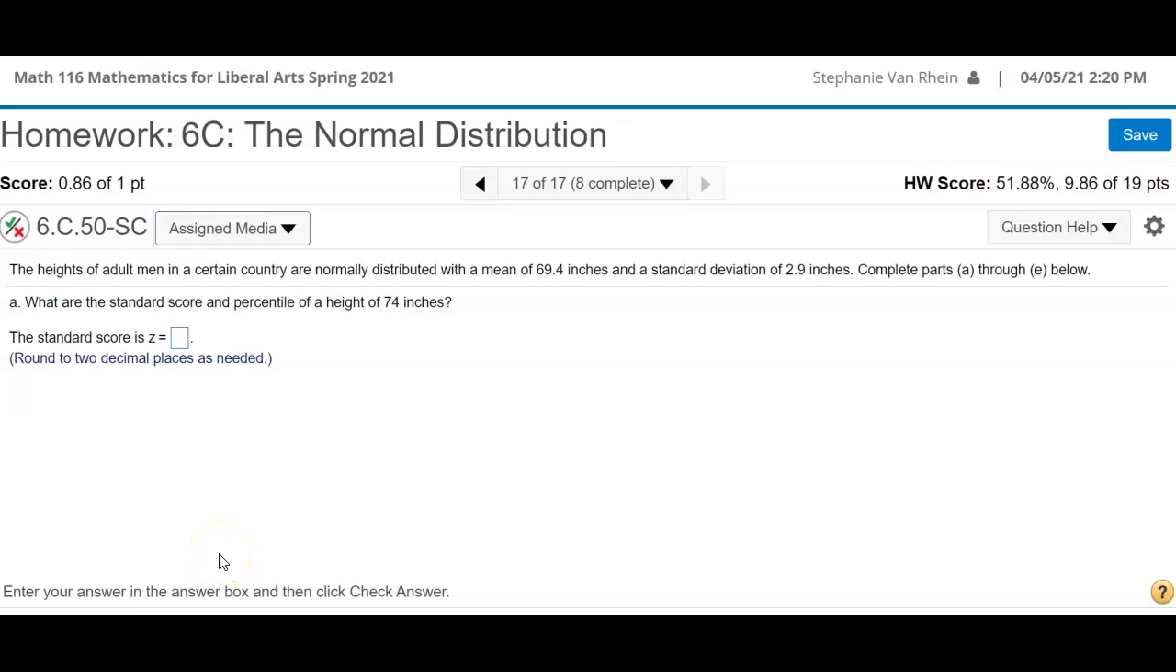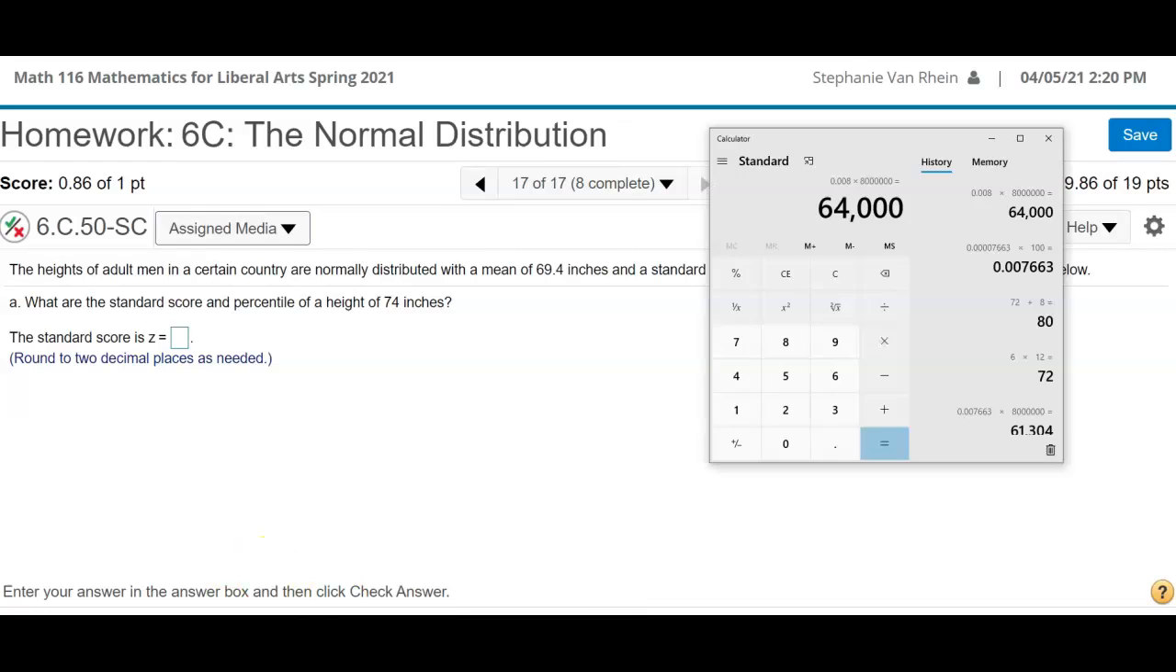Walk through number 17 on the 6C homework. In this example, we're looking at the height of men that's normally distributed. We are given a mean and a standard deviation. So when we go through to find which percentage for the z-score of 74 inches, we have to normalize that.